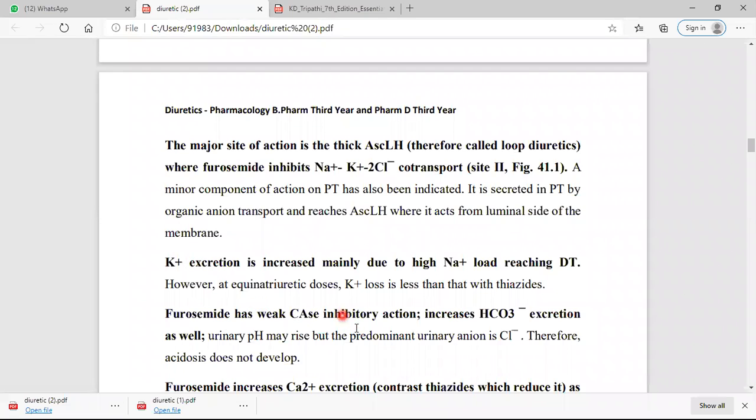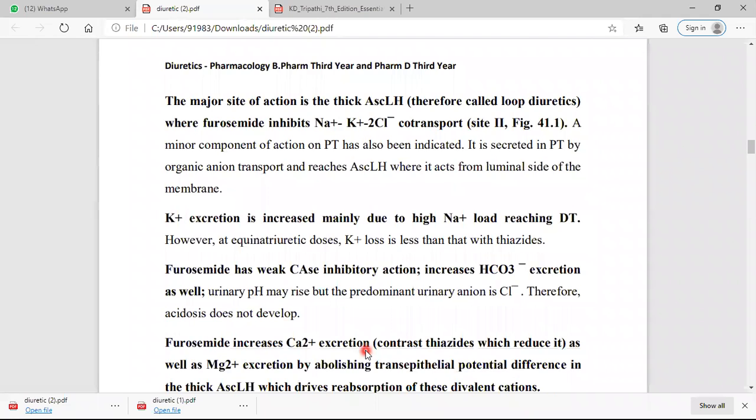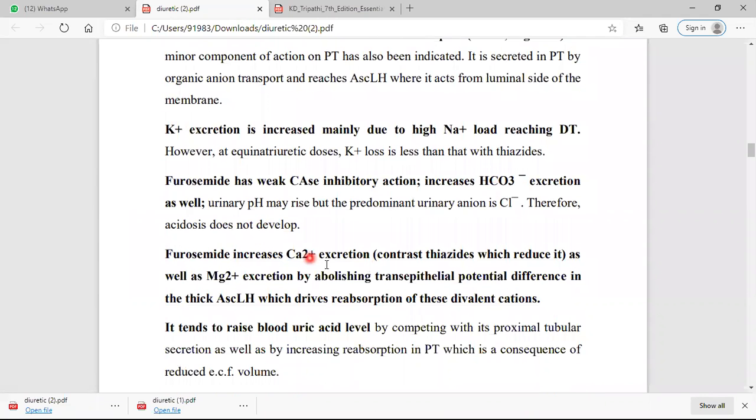Furosemide also has a weak carbonic anhydrase inhibitory action, and increases bicarbonate excretion as well. Furosemide also increases calcium excretion in the ascending loop of Henle. It also raises the blood uric acid level by competing with proximal tubule secretion, as well as increasing reabsorption in the proximal tubules. Okay, and hence it causes hyperuricemia.